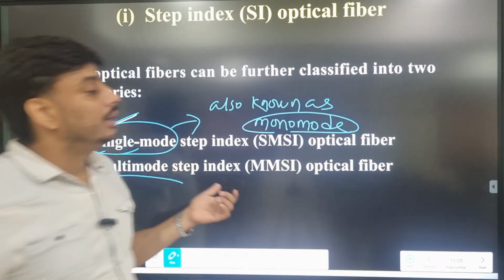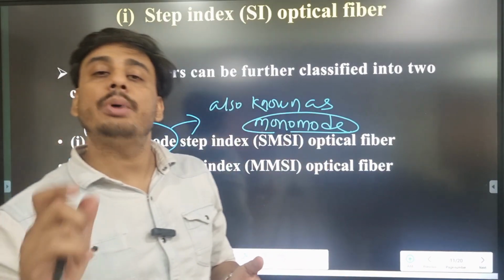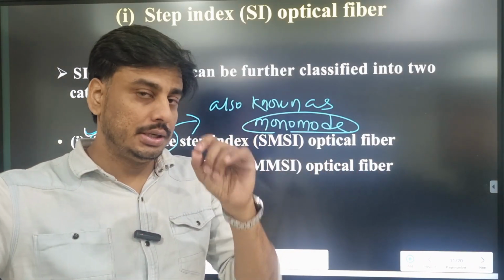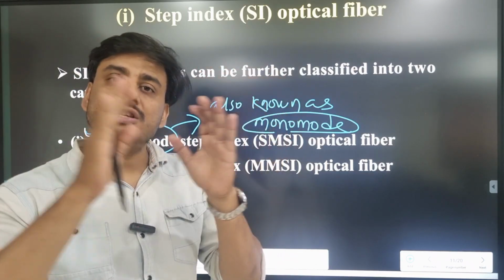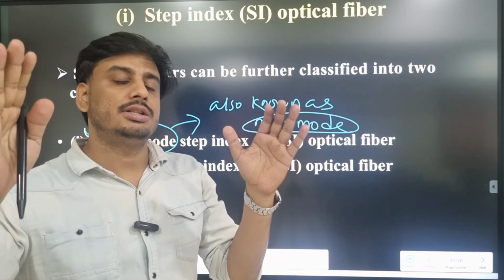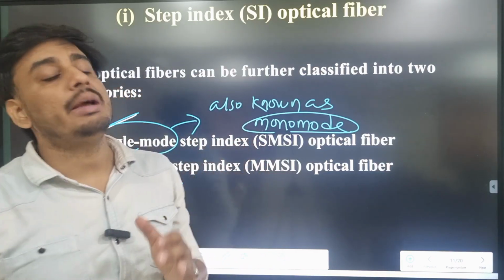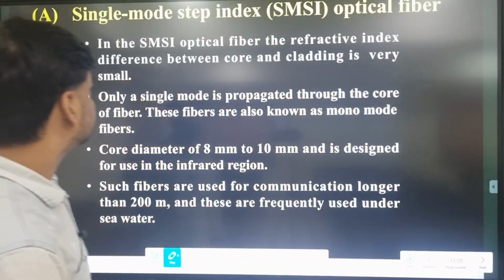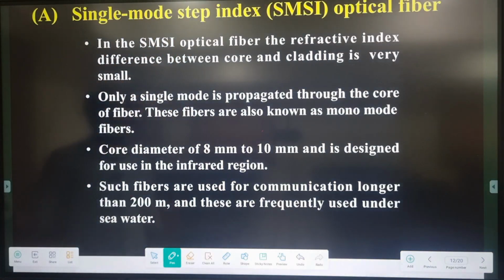Single mode means one, when the core diameter or core radius is very small compared to the cladding, so only one wave will travel through it. Multi-mode means the core region is wide, that is the core diameter is larger, and a number of waves travel simultaneously. So we will discuss this in detail here. Here you can see the single mode step index optical fiber.